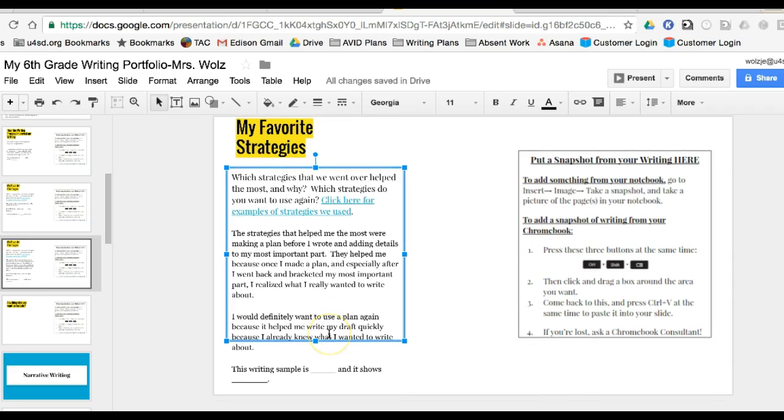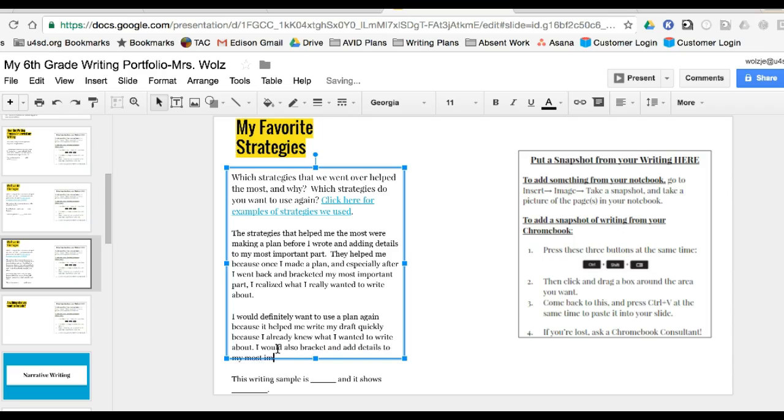Okay, and then also the other thing I said was bracketing the most important part. So I'm going to say I would also bracket and add details to my most important part because, and the reason why that helped is because it made my most important part seem more important. Okay? Notice the difference in length as before I had it and then after.